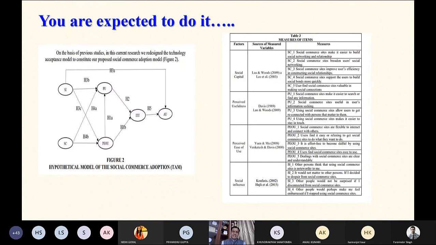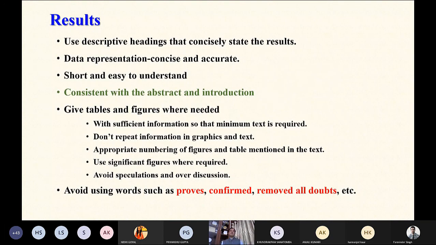Standardized scales means scales that have already been developed by someone else, and the same are being used by different scholars in their studies in an innovative way. So whose scales we are going to use, we have to mention in the research methodology part, along with the different variables that we are going to use. These are the different things that we have to include.